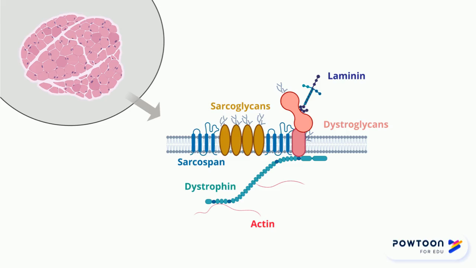So, what does dystrophin do? Dystrophin acts like a bridge, connecting the cytoskeleton to the extracellular matrix. It adds strength and support to the muscle.